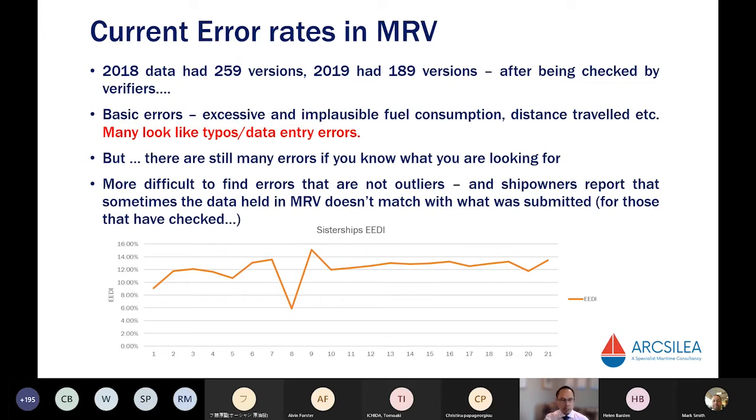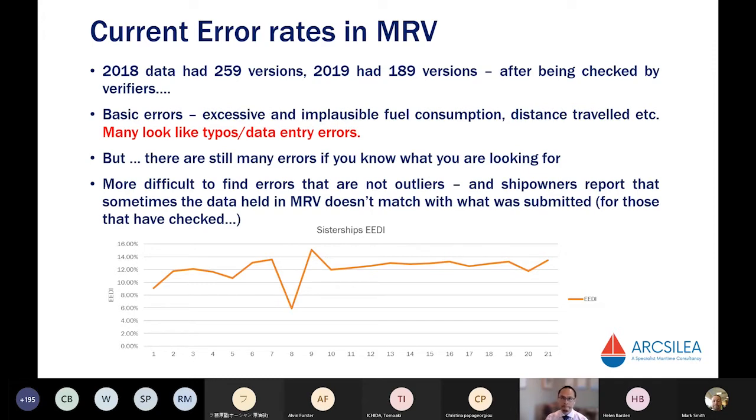Here is just a very random example. It's not about fuel consumption, but about EEDI. EEDI, for those of you who know, is certified by the Class Society. You have an EEDI technical file, and for sister ships, they should be broadly similar. You can see they're all broadly similar, except for these two, for whatever reason. Vessel number 8 in this series of sister ships had an extraordinarily poor EEDI, and this one had an extraordinarily good EEDI. This is very likely a typo. If we looked at the numbers, you could see that it was obviously a typo, but this creeps in all over the place.